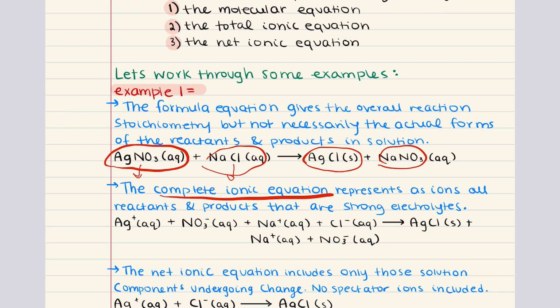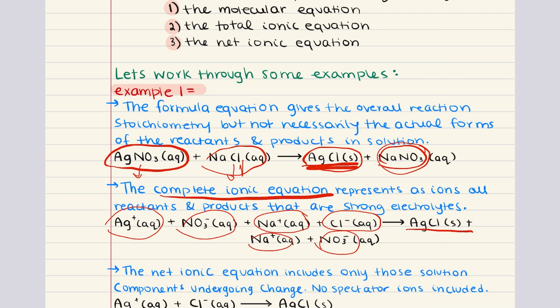You're going to see that you're going to have silver cations, nitrate anions. You're going to have sodium cations, chloride anions. You're going to have sodium cations in the products, nitrate anions in the products. This insoluble silver chloride, however, does not dissociate, so it stays the same.